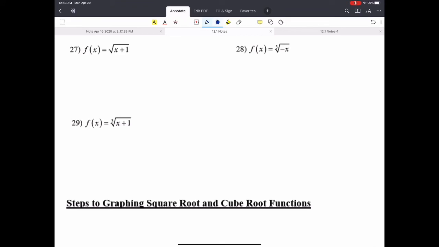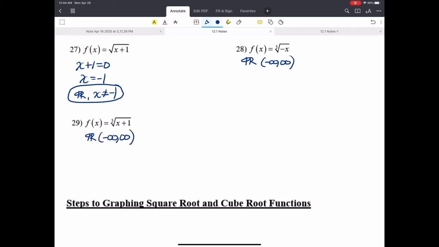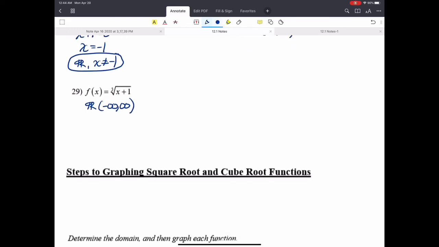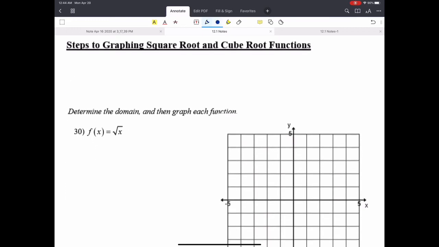For number 27, we're going to set that equal to 0. And there's your constraint there. So this is all reals, except where x does not equal -1. That's our domain. Our domain for this one is all reals. And same thing for number 29, because that's a cube function. Cubic functions are always going to have that number in there.